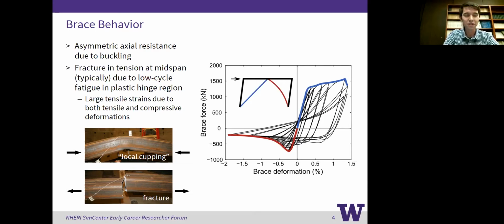A little unintuitive, but because of the deformation compatibility of the brace section, the walls kind of cave in on themselves and the corners bulge out at that location, and you end up with a really high tensile demand, even when the brace is in compression overall. And then of course, the bottom photo is showing the brace after it fractures.